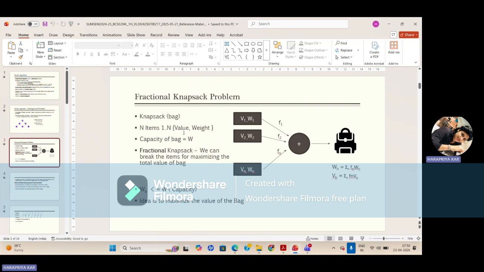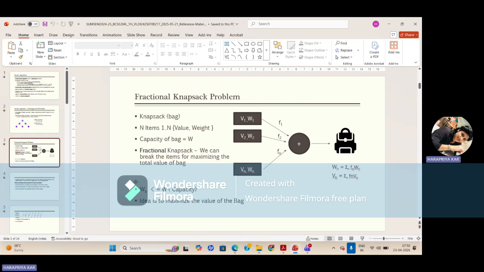So now the condition is W of B less than or equal to W, that is your capacity. The idea is to maximize the value of the bag. W of B, the weight of the bag, should be less than or equal to W, the capacity. What is the capacity to carry things? Okay, so you have to check that. So here the idea is to maximize the value of the bag.